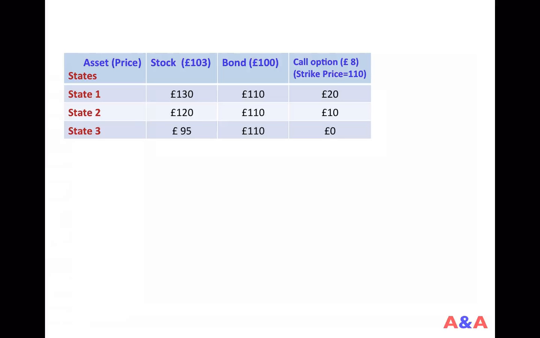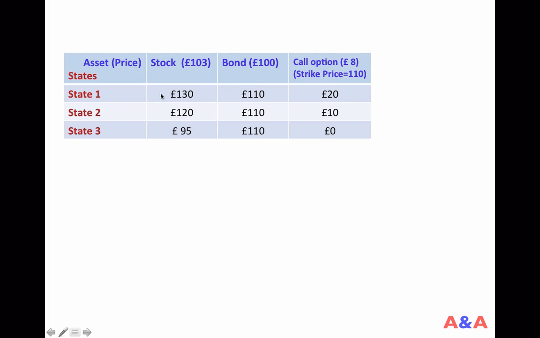Let me summarize the setting. We have three assets and three possible states for tomorrow. The stock price is currently £103, and depending on the state tomorrow, its value can be £130 or £120 or £95. The bond, which is currently priced £100, will have value £110 regardless of the state. There is also a call option with strike price £110, which is currently priced £8.